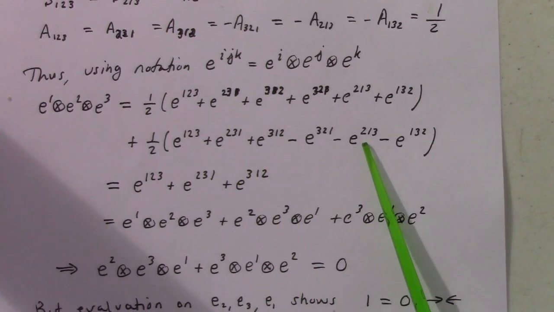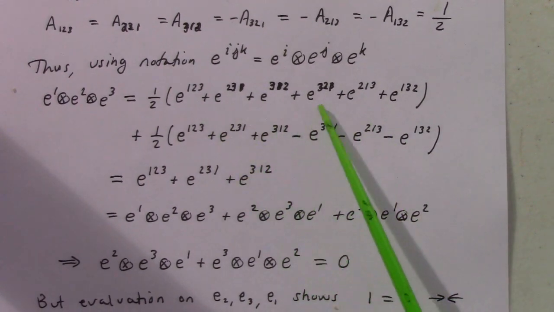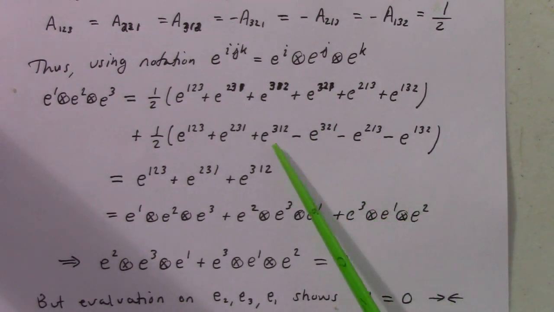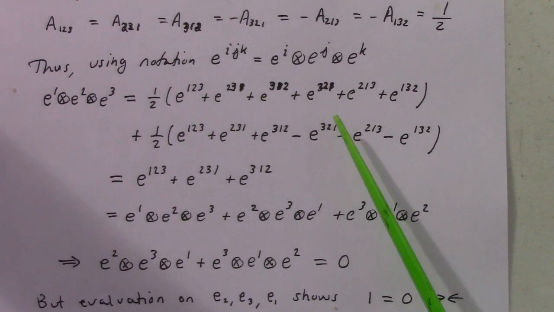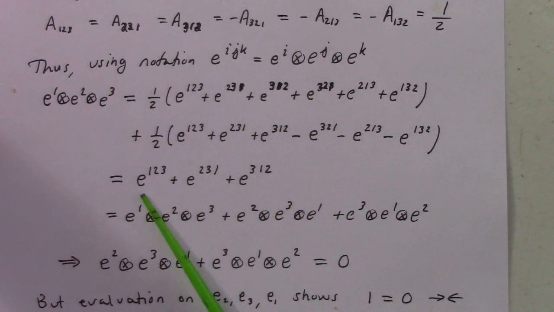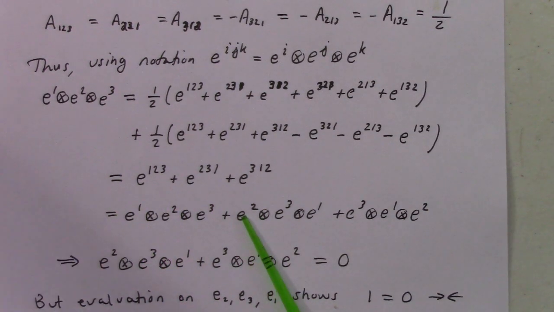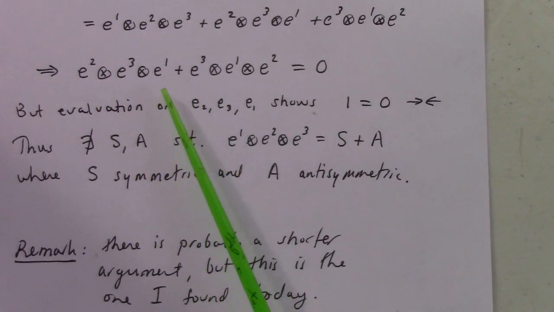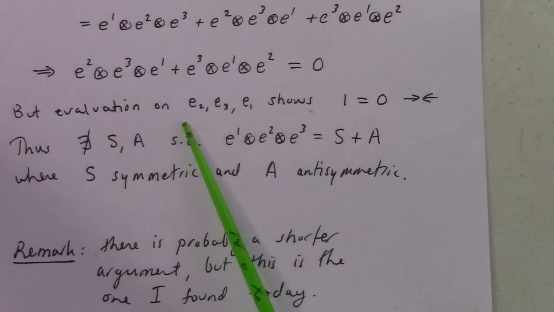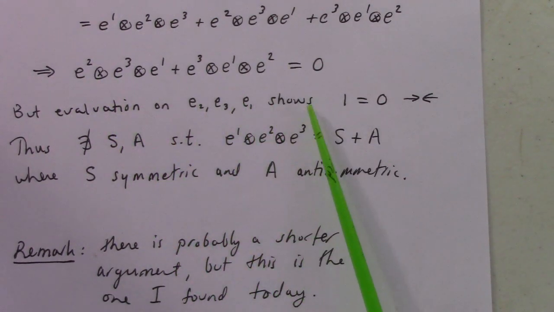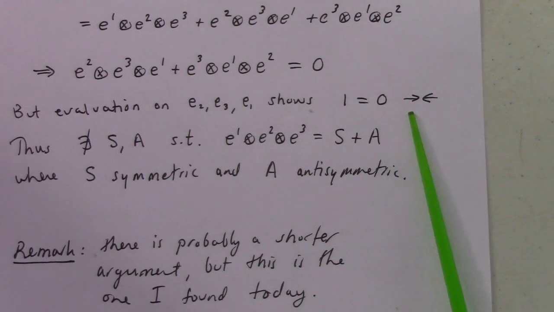Notice the juxtaposition of pluses for the symmetric piece and minuses for the antisymmetric piece, but only halvesies. And it's the halvesies and canceling out which gives us the troubles, because then we end up with 1/2 plus 1/2 is 1, so you get E1 tensor E2 tensor E3 equal to E1,2,3 plus E2,3,1 plus E3,1,2, which then, lo and behold, gives us that the sum of these 3 tensors is equal to 0. But if you evaluate this on E2, E3, E1, this immediately gives you the equation 1 equals 0, which is somewhat problematic.